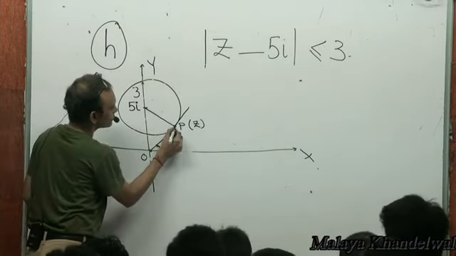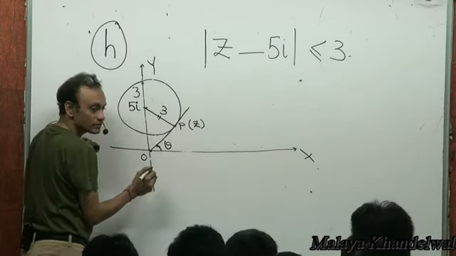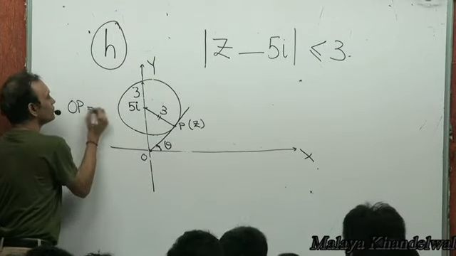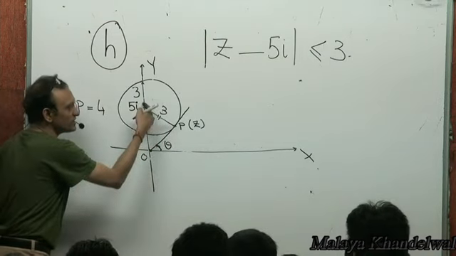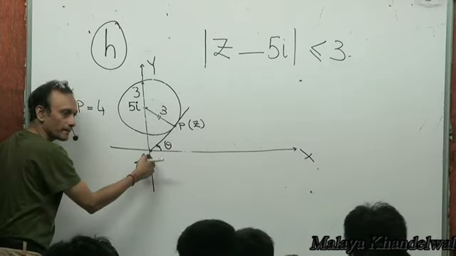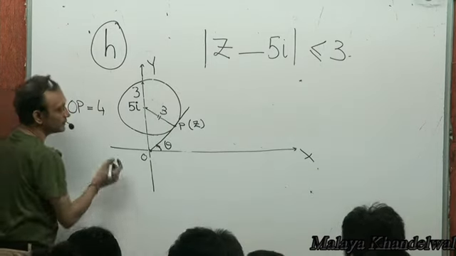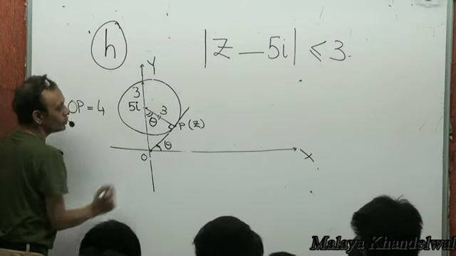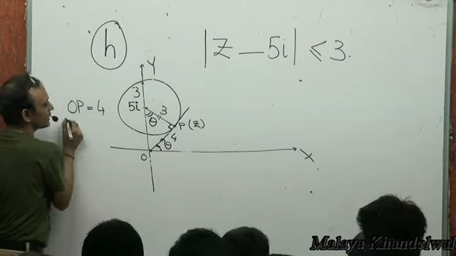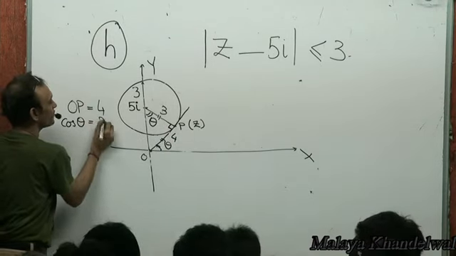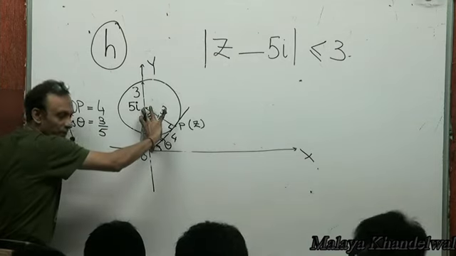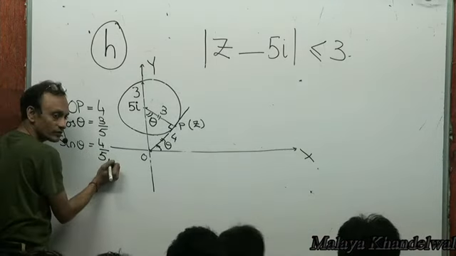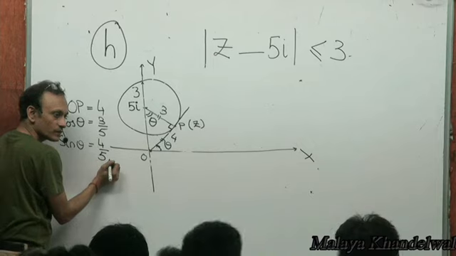Now, this is 3 units. This length is 5 units. So OP would be 4 units, Pythagoras theorem. OP would be 4 units, 3 units, this is 5 units. How about it? Right? And if this is theta, this is 90 degrees, this will also be theta. Do you then realize OP is 4 units? Do you then realize that cos theta would be 3 by 5? Cos theta would be 3 divided by 5, and sin theta would be 4 by 5. Yes or no?